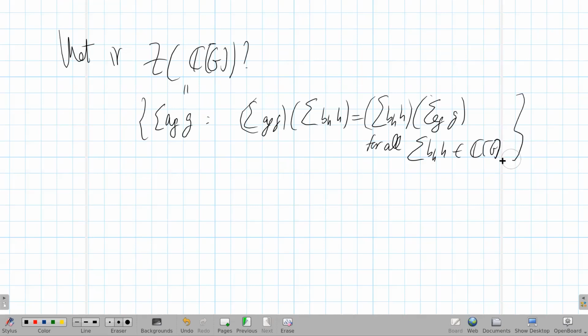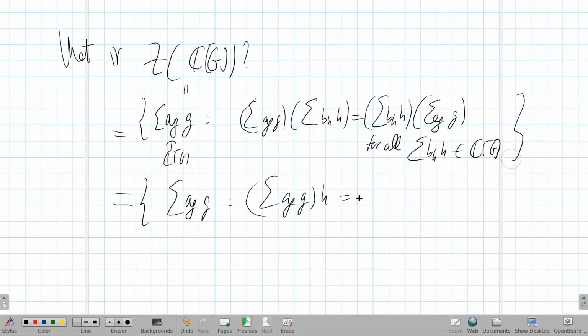Okay, let's close the brace. So it's the same definition: the elements of CG which commute with every element. But it's immediate to see, since here you have elements of G and then coefficients, that the coefficients commute. It's an algebra, so the coefficients by definition commute. So this is the same thing as the elements of the group algebra which commute with every element of G, for all, because once you know that they commute with h, the coefficients commute, and then it's done.